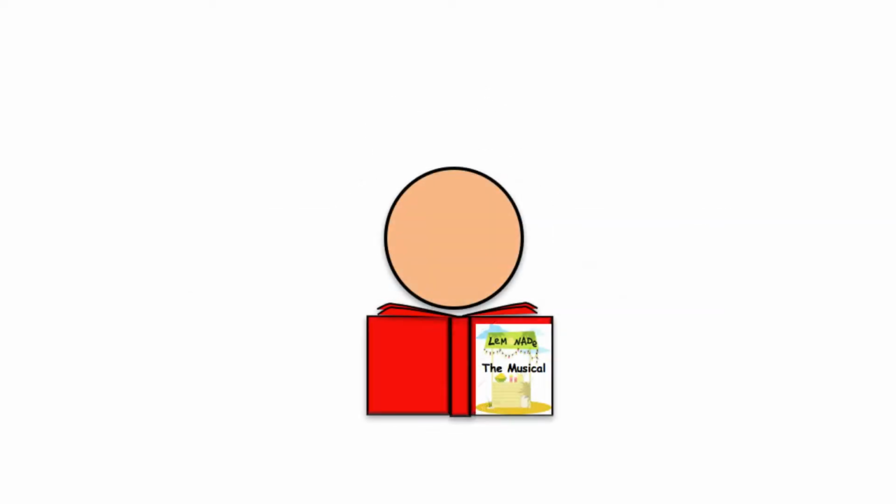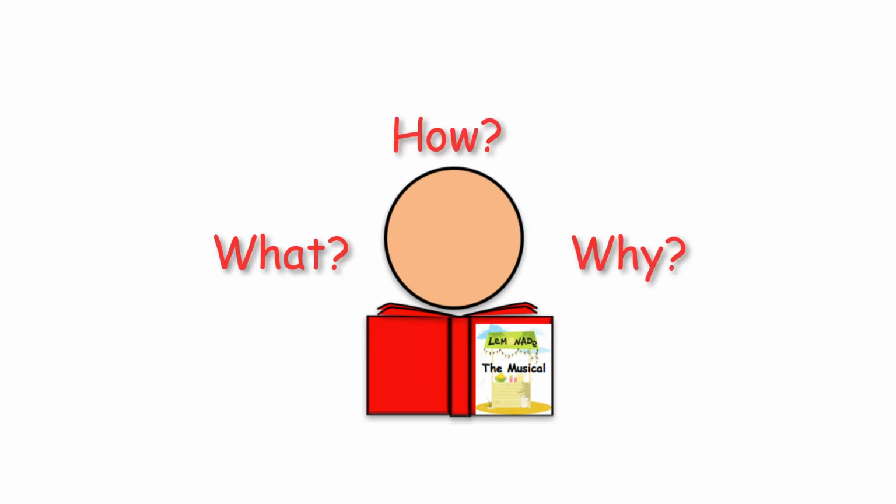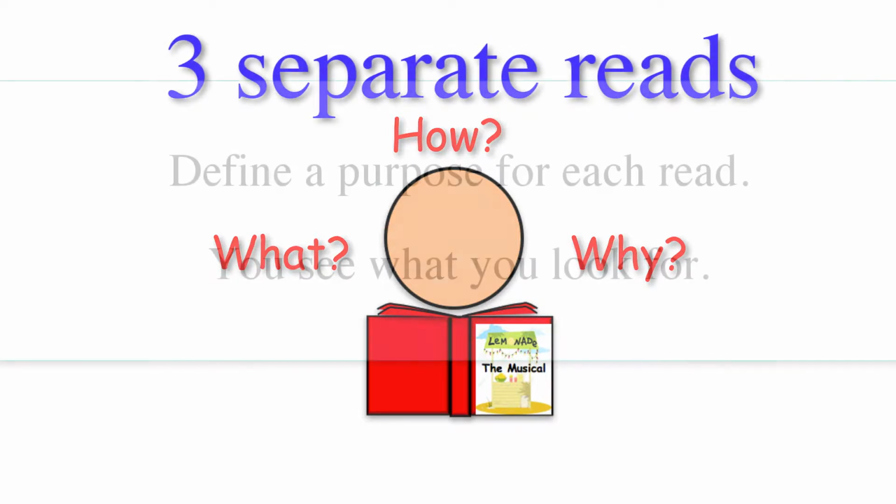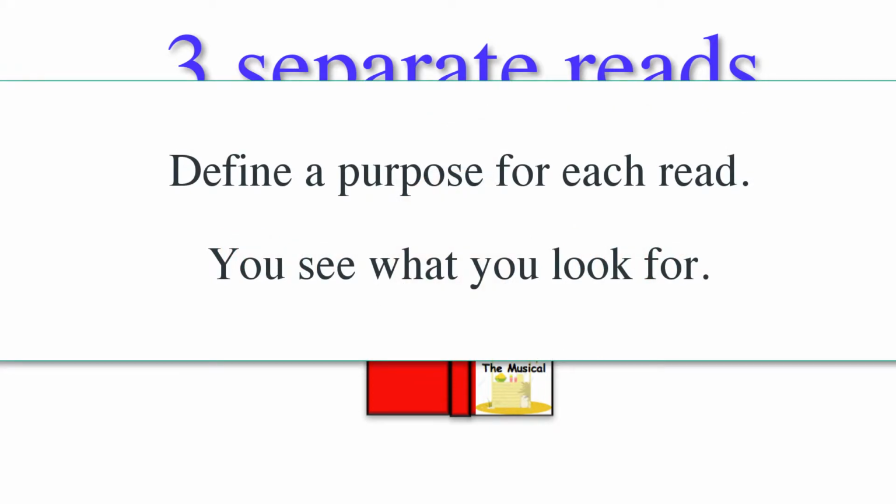The assignment begins with close reading. A careful reading of the text is necessary for a successful analysis. Close reading examines what the author says, how the author says it, and why the author says it. Often this is done with 3 separate reads, each with a different purpose. The importance lies with defining a purpose before the read. Remember, you see what you look for.